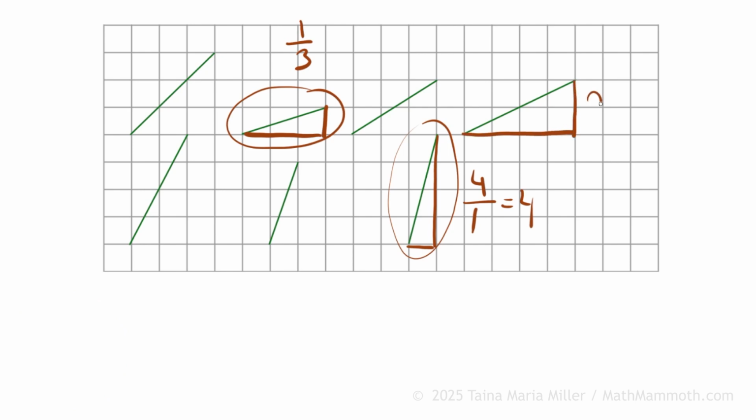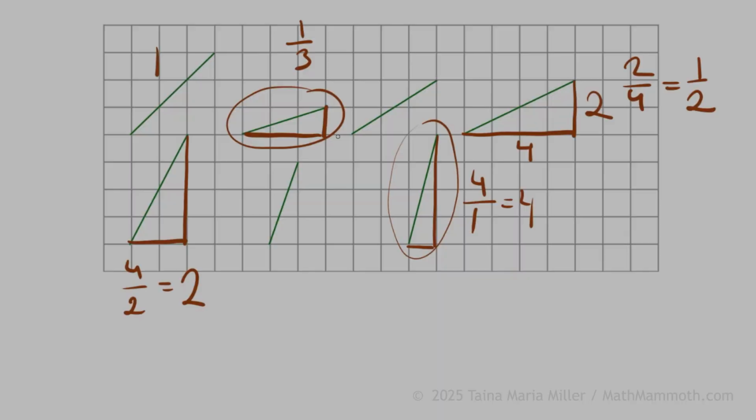Here the vertical distance is 2. This is 4. So we get 2 over 4, or 1/2. How about this one? 4 over 2 equals just 2. And over here, 3 over 3. The slope of this line is 1. The slope of this one is 3. And the slope of this one is 2/3.